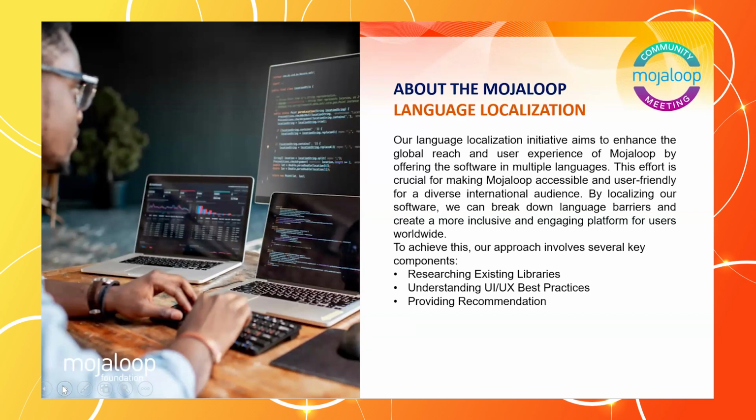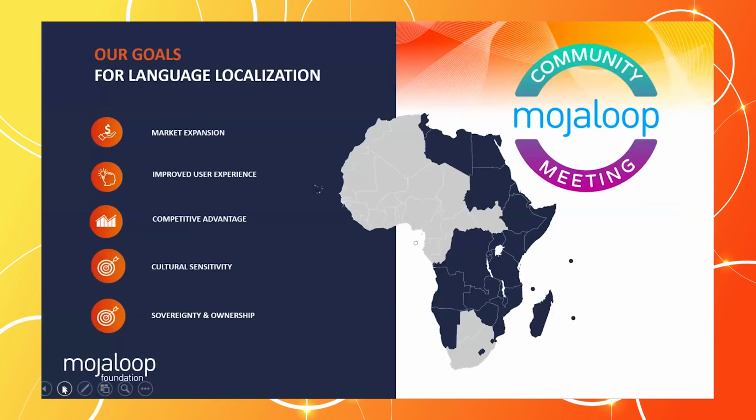So the major objectives that we want to take by undertaking this local language localization initiative is that we aim to achieve several strategic objectives. On the next screen, number 1, we want to expand the market. Number 2, we want to improve our user experience. Number 3, competitive advantage. Number 4, cultural sensitivity. And the last one, sovereignty and ownership.